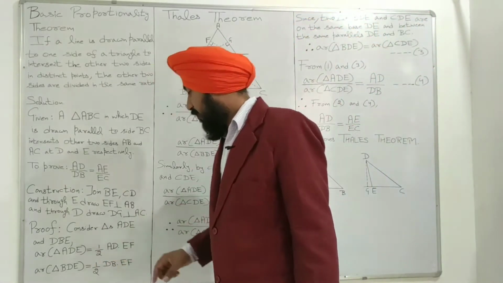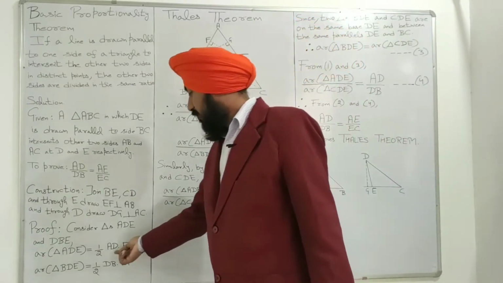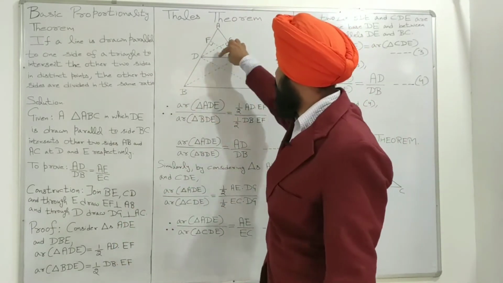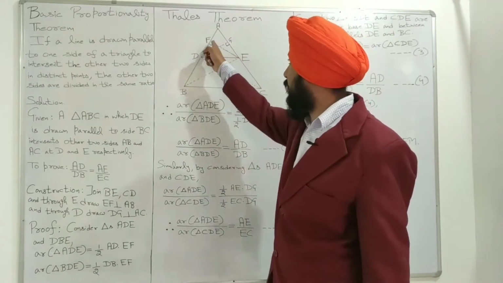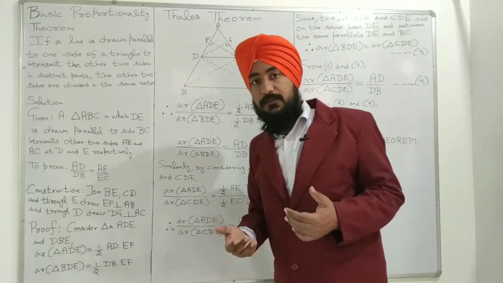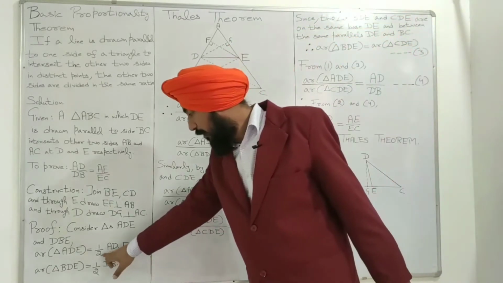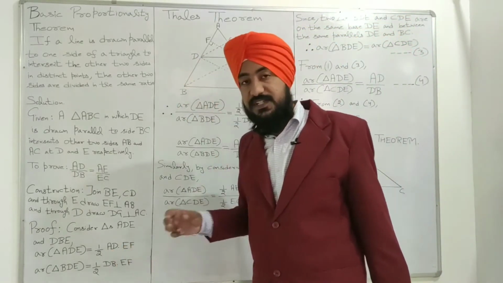So 1/2, from the formula, and now AD. Please look at this triangle ADE. You can see AD is the base, and EF is the height. So in the formula we have 1 by 2 into base into height. So 1 by 2 base, which is AD, and EF, which is height.